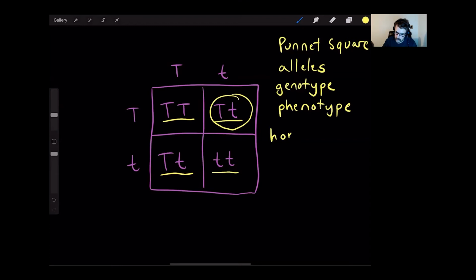So homozygous means that both traits are the same. So for example, two dominant genes or two recessive genes would be homozygous. That means that the plant is always going to have the same outcome, or both of its genes are the same.